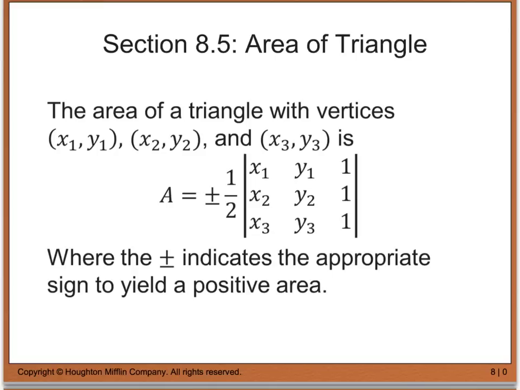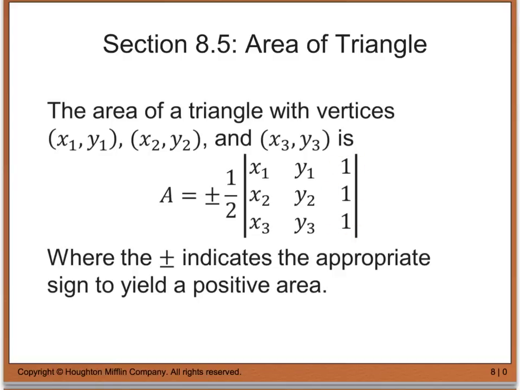Now the area of a triangle with vertices x1, y1, x2, y2, and x3, y3 is given as plus or minus 1/2 times the determinant of a matrix. In that determinant matrix, we place our first coordinate point, x1, y1, in the first row, x2, y2 in the second row, and x3, y3 in the third row. Then our third column will always be 1s. It doesn't matter what your coordinate points are, we're always going to plug in a 1.